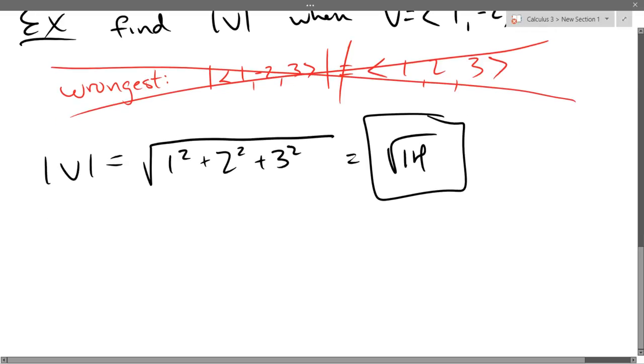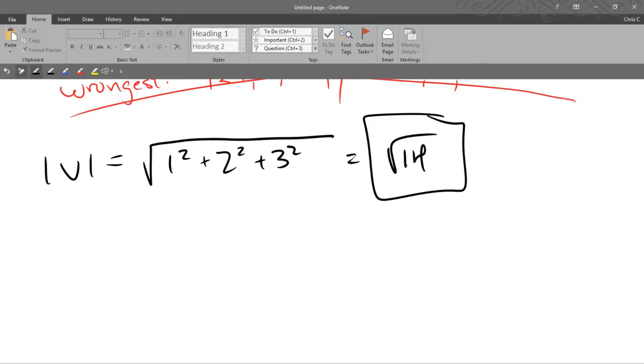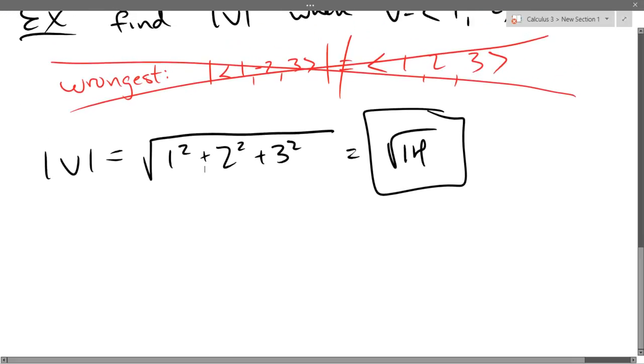Square root 14. Another thing I see people do is they'll put a negative and then not square the negative properly. So a really easy way to avoid that, just don't even bother writing negative because you know you're going to square the negative out. So just go the absolute value of each of those terms. Don't even bother writing negative when you're getting magnitudes.